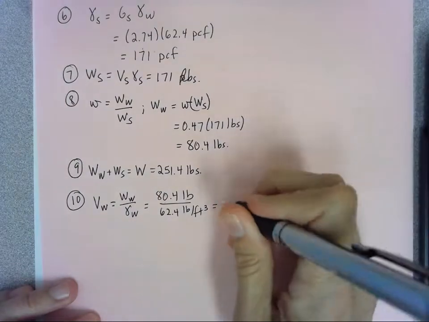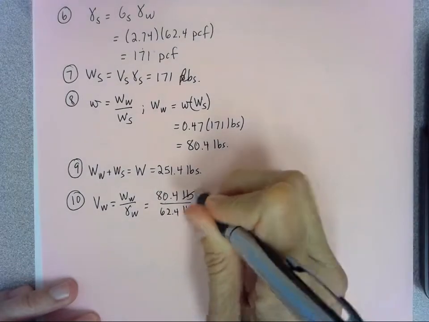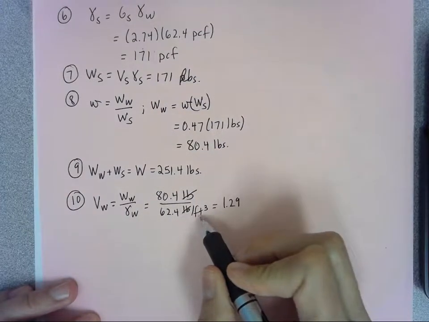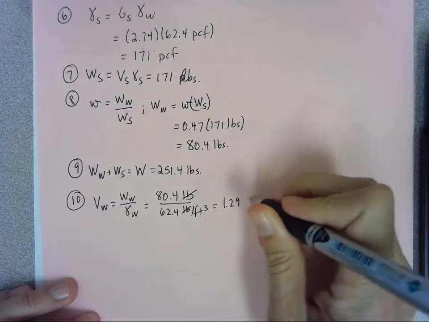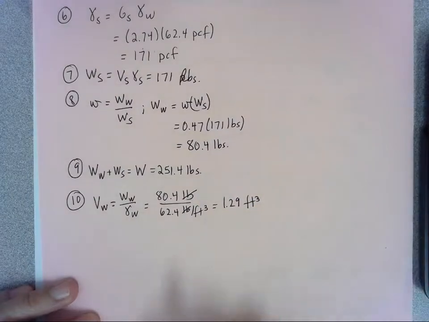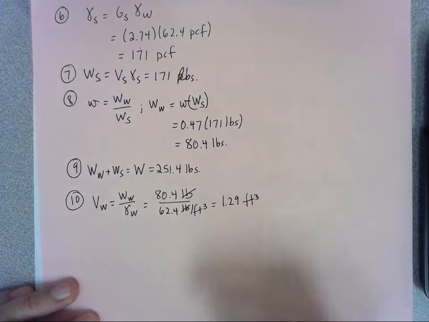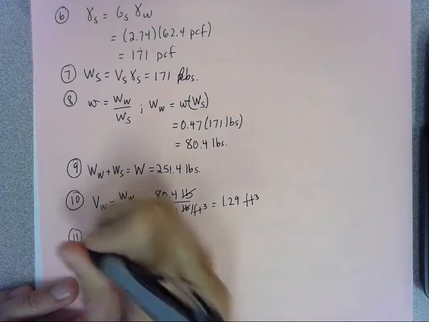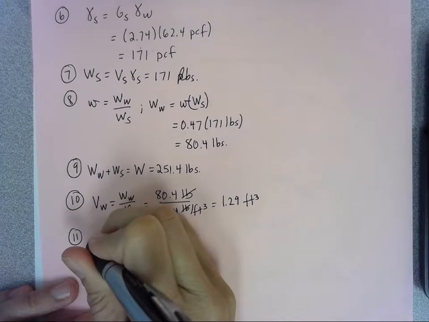And remember, my pounds will cancel out here. My cubic feet are in the denominator of the denominator, so they become my unit. 1.29 cubic feet. Now I'll go ahead and write that for 11 too, because I'll just duplicate it. I need to write that 1.29.